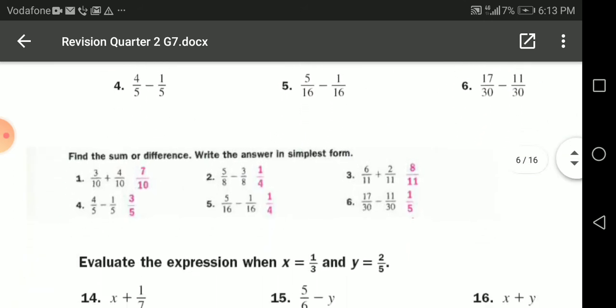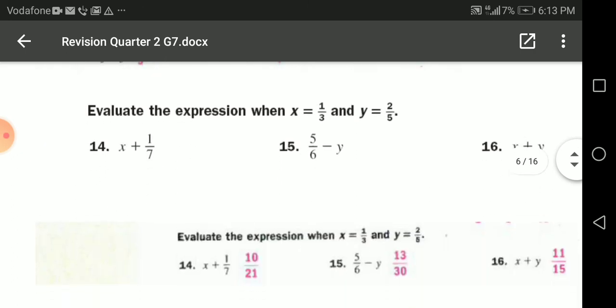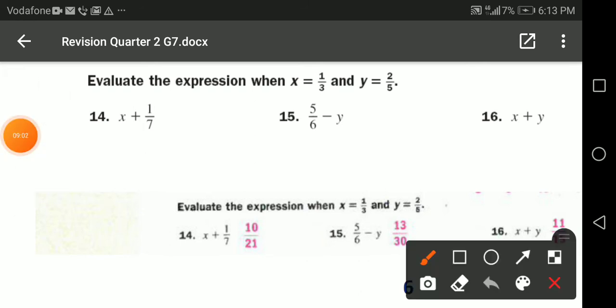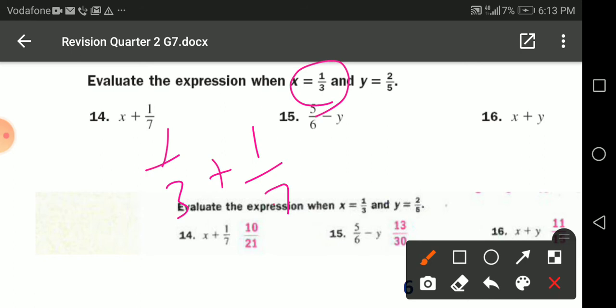And very easy. Okay, let's see, evaluate the expression. All the lessons are very easy and interesting. Don't panic when you see these kinds of questions. You can solve just one example or 2 examples of each exercise. X plus 7, with x equal to 1 over 3. So we have here 1 over 3 and 1 over 7. How can we add here when we have different denominators? No. What should I do?